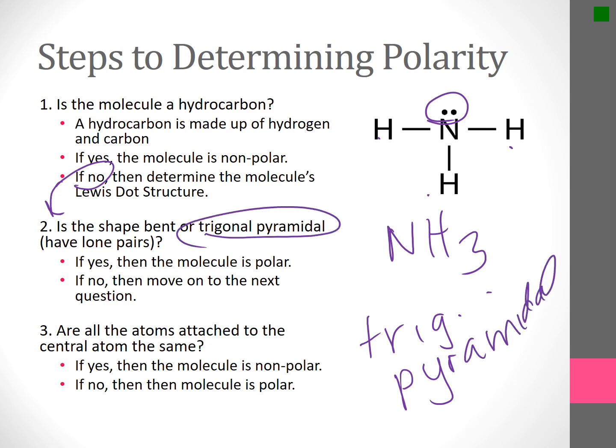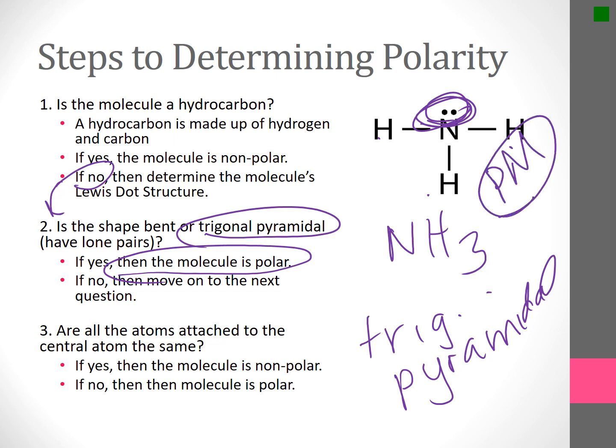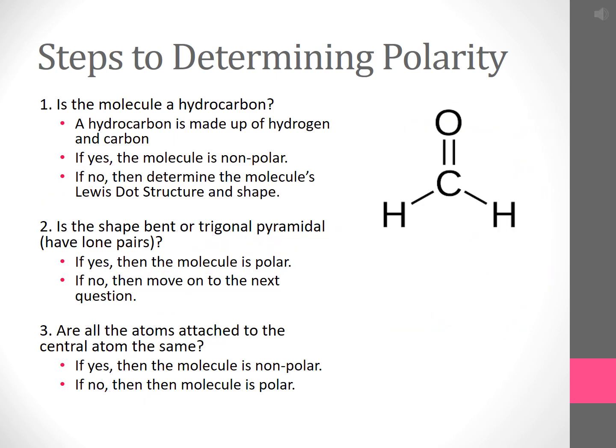which is one of these shapes, meaning it did have a lone pair, and I could even see it. So if it has a lone pair or is that shape, then the molecule is polar. So therefore, I know that it is considered a polar molecule. I don't need to move on to step 3.